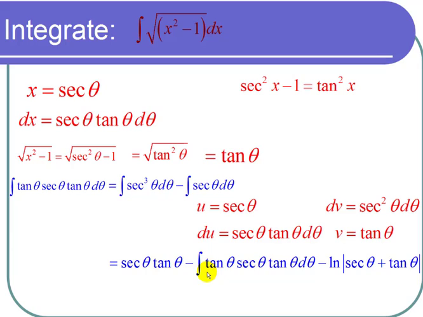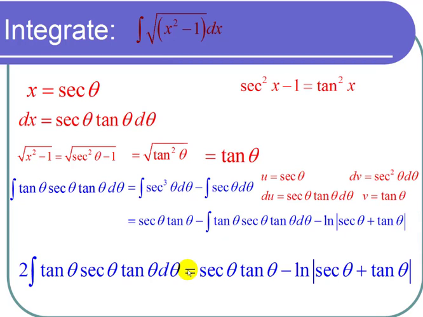So notice I now have this integral, which is the same as the integral I started with. Because it has a minus sign, I can add that integral to both sides. What I get is 2 of those integrals, or 2 times the integral of the tangent theta, secant theta, tangent theta d theta, is equal to what's left over, secant theta tangent theta, minus natural log of the secant theta plus tangent theta. Now I just divide by 2.